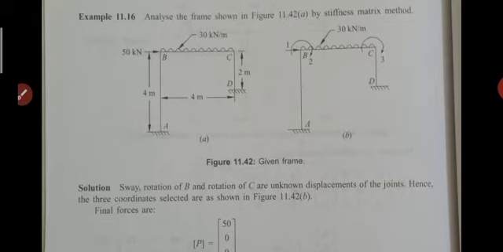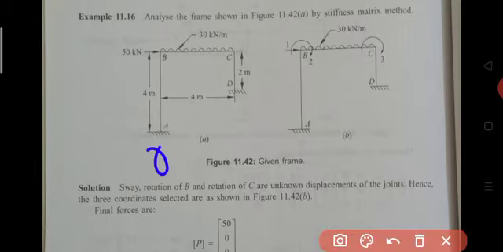For this structure, how many degrees of freedom are available? Consider joint A. It is a fixed end, so the degree of freedom is equal to 0. Then joint B is a rigid joint, an intermediate joint, a junction of beam and column. We have one rotation as an unknown, that is, 1 degree of freedom at joint B. Joint C also has 1 degree of freedom, theta C. Then joint D is again a fixed end, so the degree of freedom is 0.